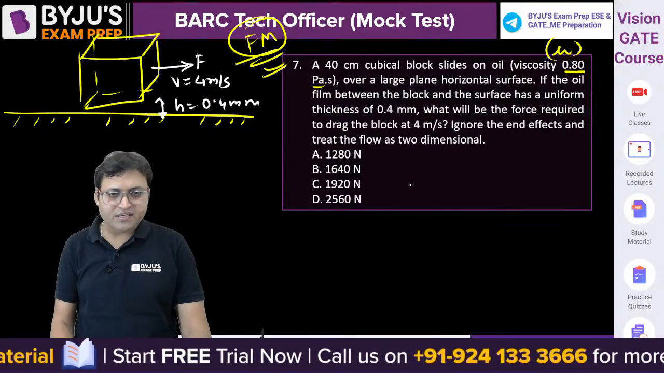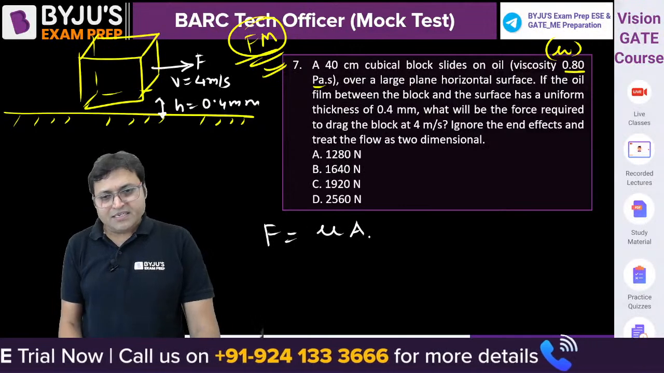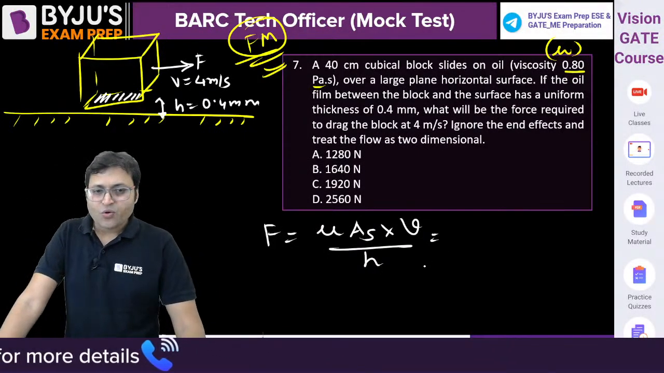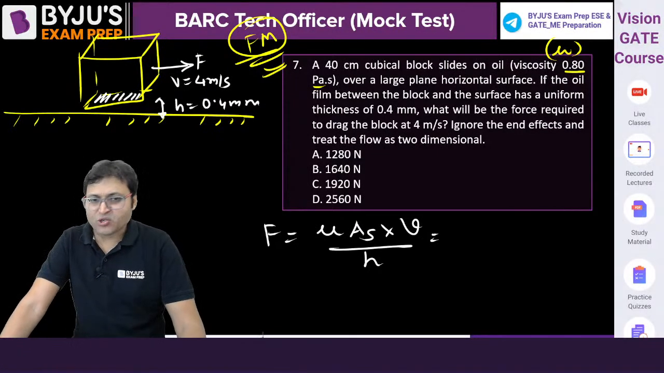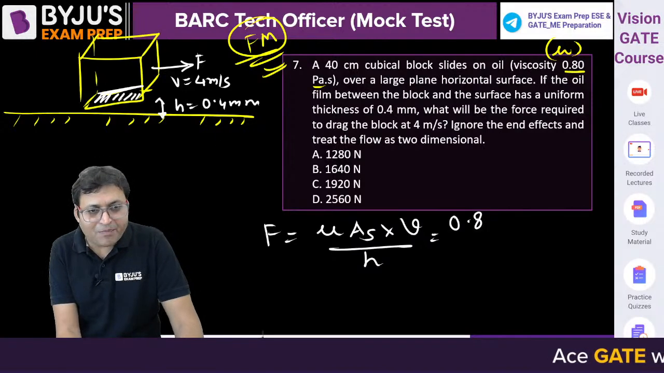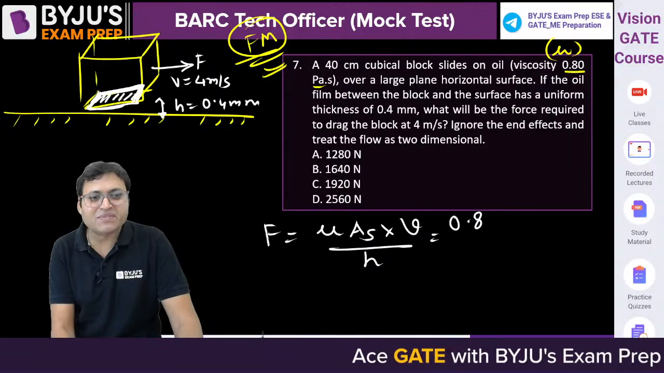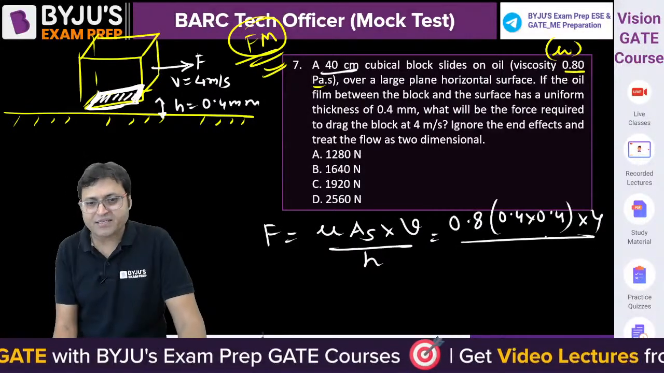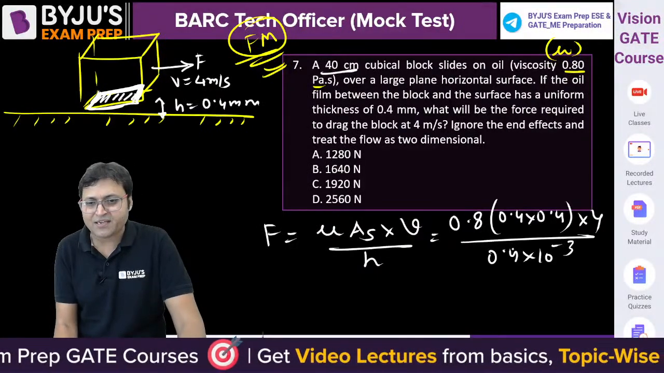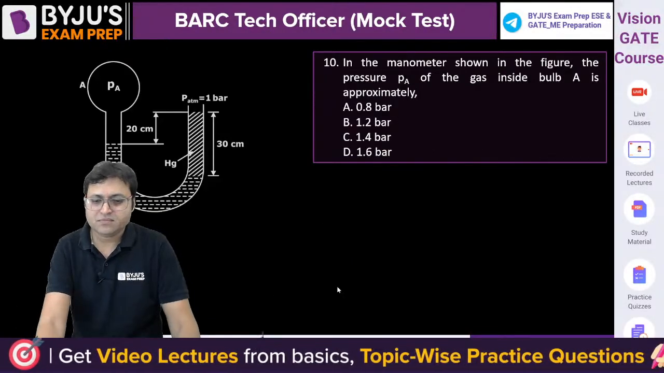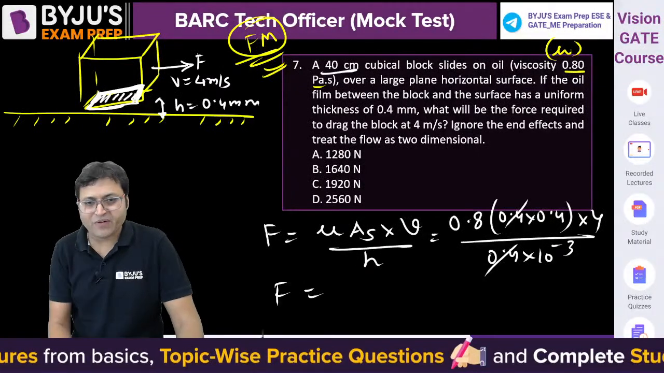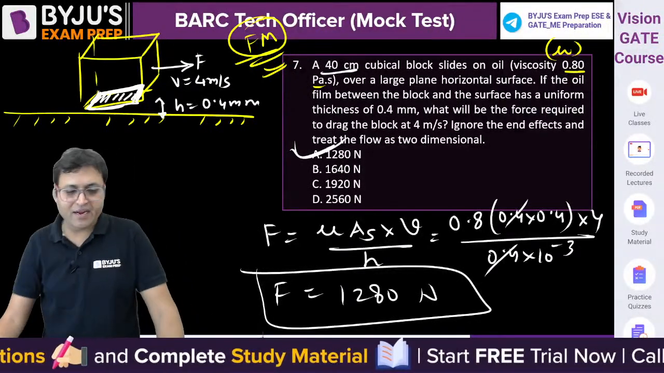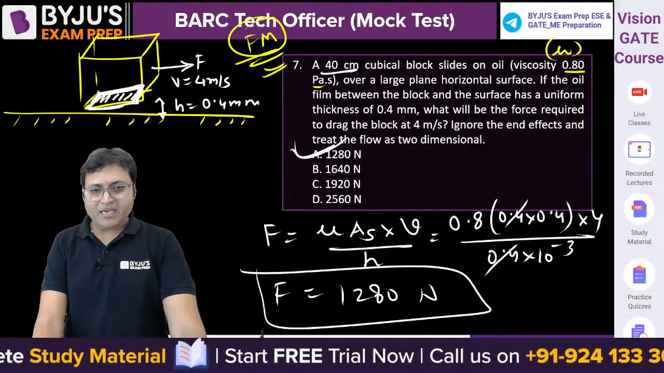The question is from Newton's law of viscosity. So F is equal to mu into A, the surface area in contact with the fluid, into velocity, the tangential velocity, by h. Put the values and you will get the answer. What is the answer for question number 7? Viscosity is 0.8. Area will be the area of the bottom surface only, that is 0.4 into 0.4, into 4 meter per second, upon thickness 0.4 into 10 to the power minus 3. This will give you the force required. Isn't it 1280 Newton? Isn't it option A? Option A will be the answer, right? Do not commit the mistake.